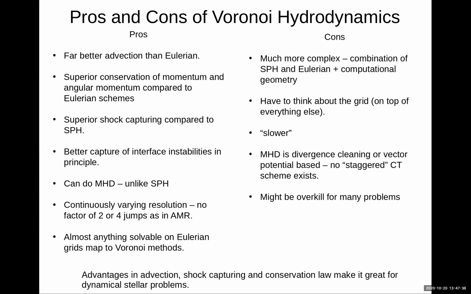That's one. That's the pros. The cons is that they're far more complex, all right? A combination of Lagrangian schemes and Eulerian schemes, plus computational geometry make the codes a little harder. You start to force yourself to think about the grid now. Unfortunately, you've got to think about how you want to map things onto a grid, which has pluses and minuses. This forces you to think a little harder. On the other hand, it also opens up a whole other can of worms.